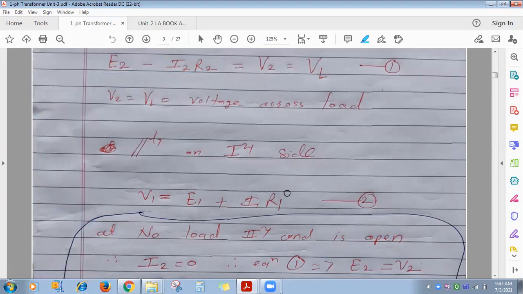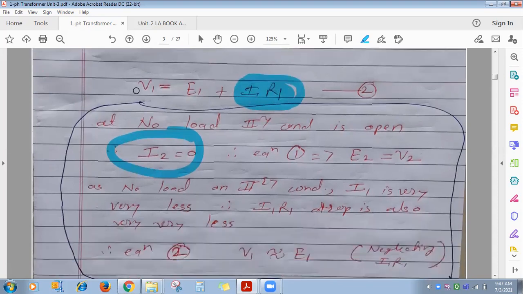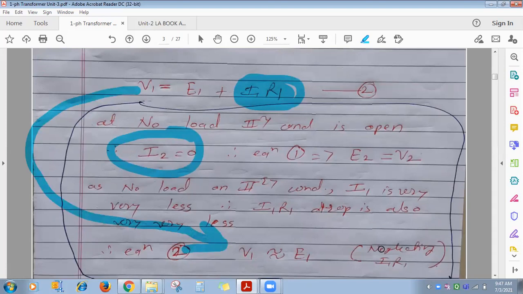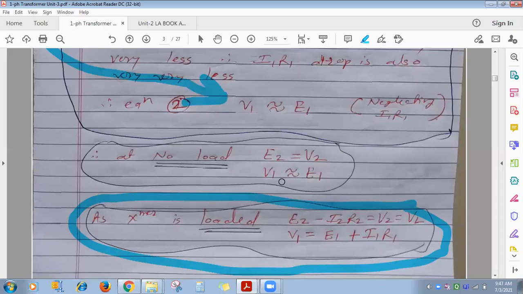And at no load condition, as I2 is 0, I1 is minimum, and R1 is less, so the I1 R1 drop is very, very less. You can neglect it. And if you neglect the I1 R1 drop at no load condition, you will get V1 equal to E1. What is the conclusion? When the transformer is loaded, use these two equations. And when the transformer is at no load condition, use these two equations. Any difficulty with this? No, ma'am. Okay.